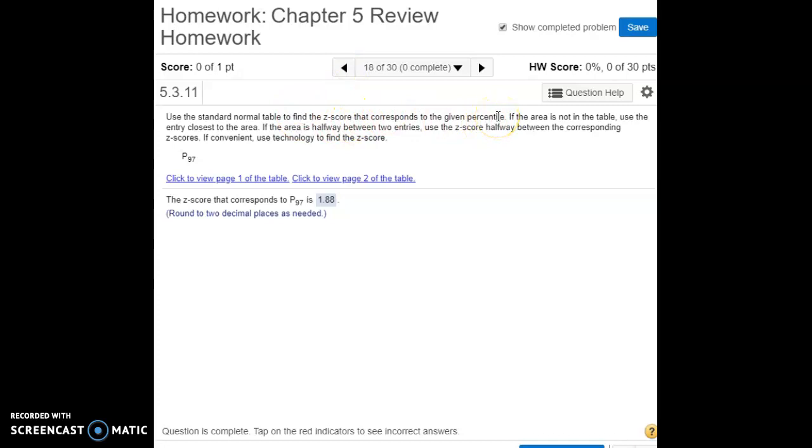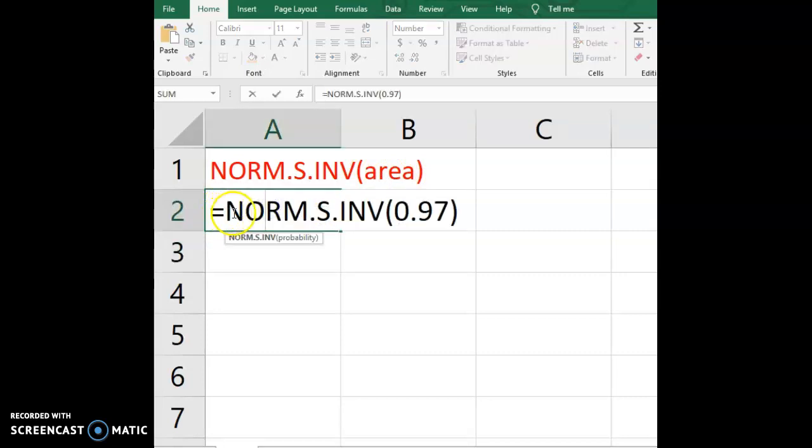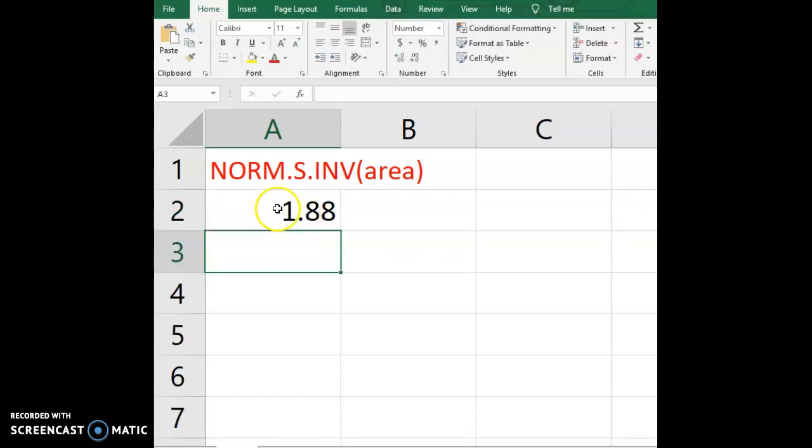This is just like 17. Here we're looking for the 97th percentile. So we want the z-score where 97% of the distribution is to the left of that z-score. So equals norm.s.inv and type in 0.97 and you'll get the corresponding z-score.